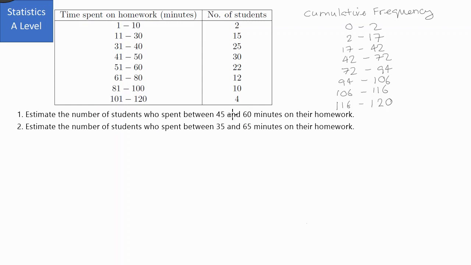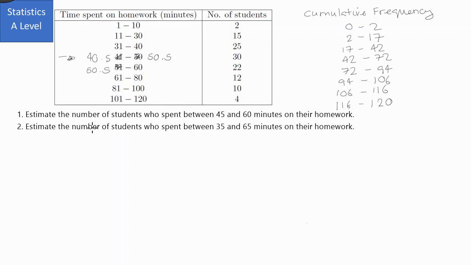So estimate the number of students who spent between 45 and 60 minutes on their homework. So first of all, we look at 45 and we've got to find what group that's in. Now 45 minutes is in between these two, and what we have to realise is that this data is not continuous. So like before, we need to make this data continuous. If you're not sure how I'm doing this, look back at the previous video where I explain it. But basically, we're making sure that there's no gaps in our data. So this one, rather than starting at 51, will start at 50.5, so it's joined up with that one.